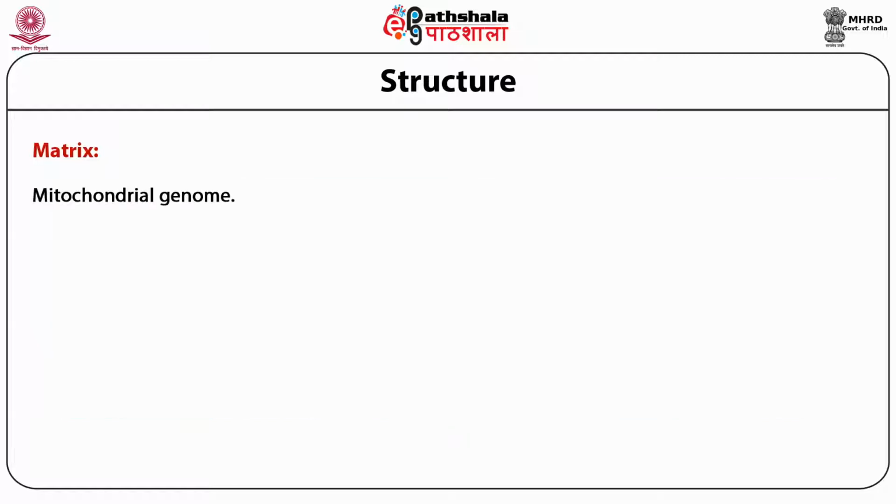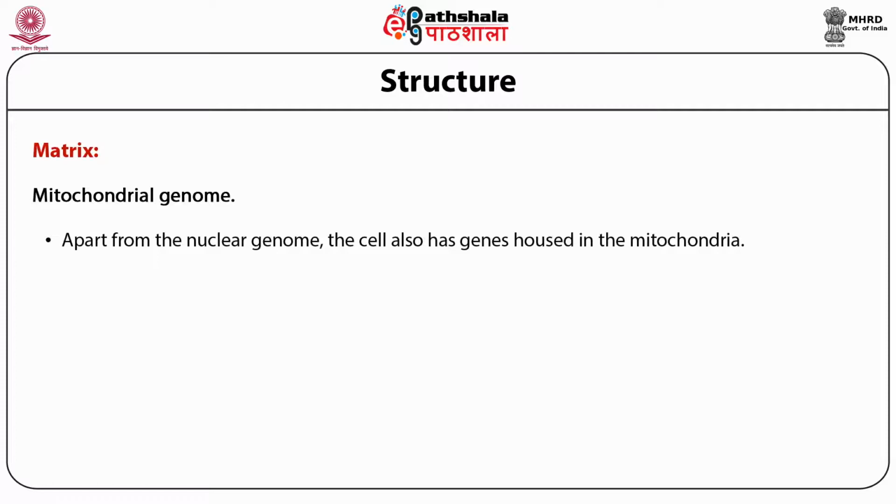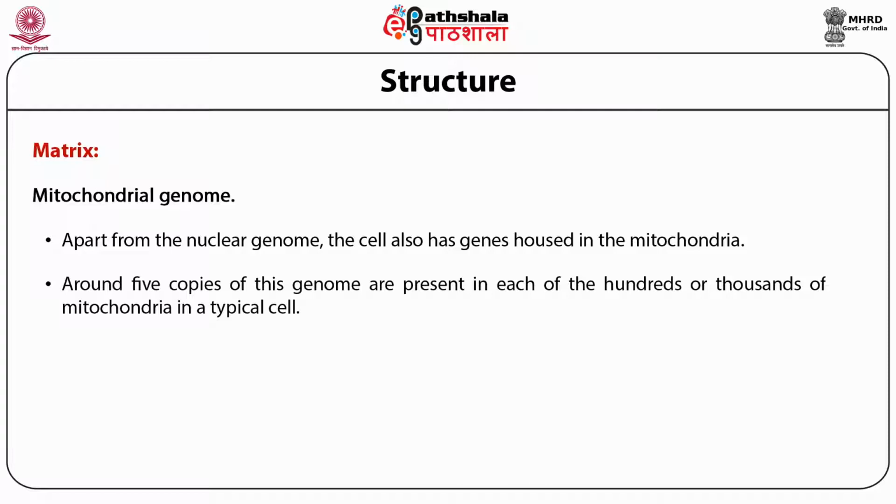The mitochondrial genome. Apart from the nuclear genome, the cell also has genes housed in the mitochondria. The mitochondrial genome is a circular double-stranded DNA molecule. Around 5 copies of this genome are present in each of the hundreds or thousands of mitochondria in a typical cell. Mitochondrial DNA lacks histones and hence is not packaged into nucleosomes.